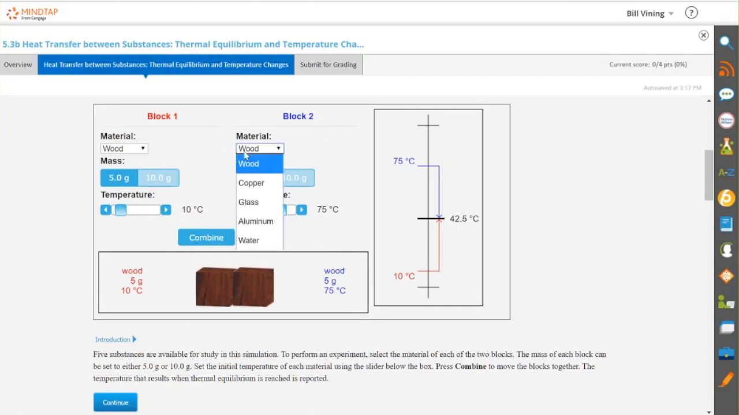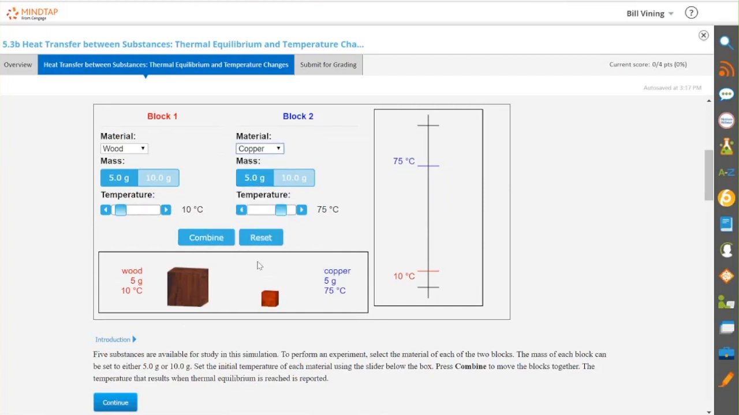Let's instead try a different thing. Let's try copper and wood and combine those. What happens is the temperature ends up much closer to the initial temperature of the wood because it has a much higher specific heat capacity, which will be explored throughout this.